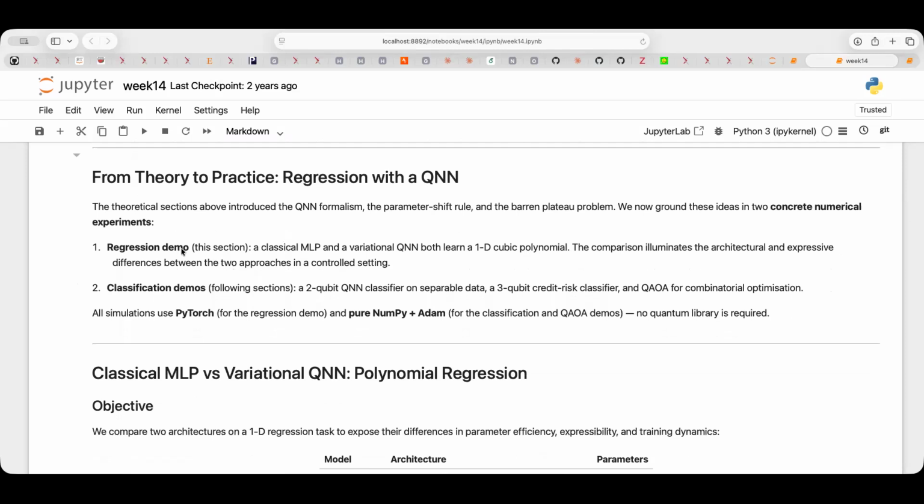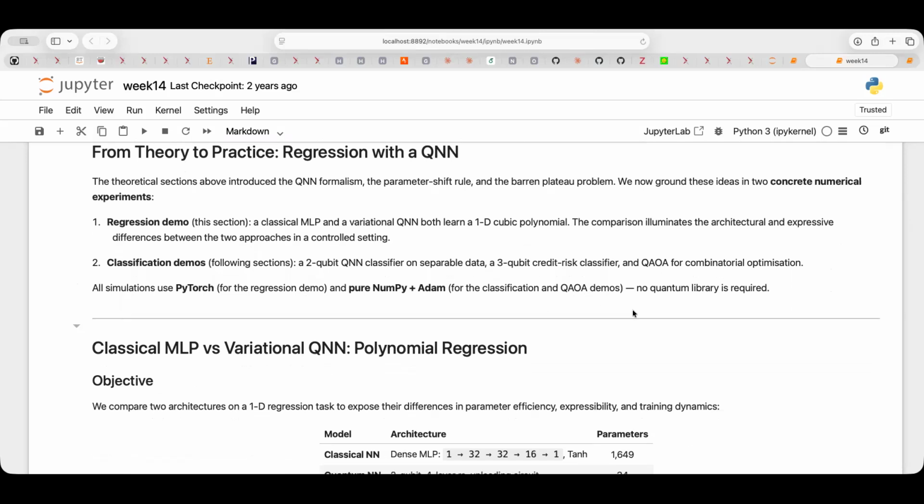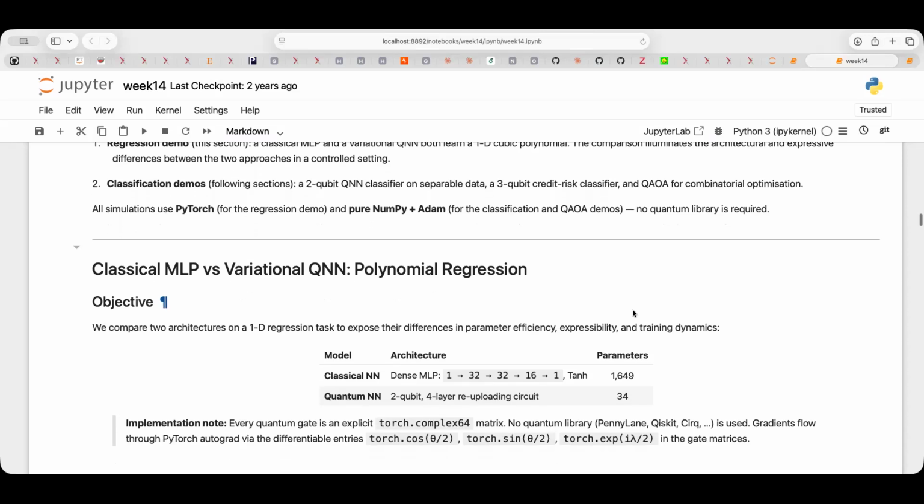So we have a regression demo. This is the one which I will just go through now. I will skip the classification one. I invite you to take a look at it. And as I said, all simulations use PyTorch for the regression demo and pure NumPy plus Adam for the classification, and also the QAOA demos. So there is no specific library which is required.